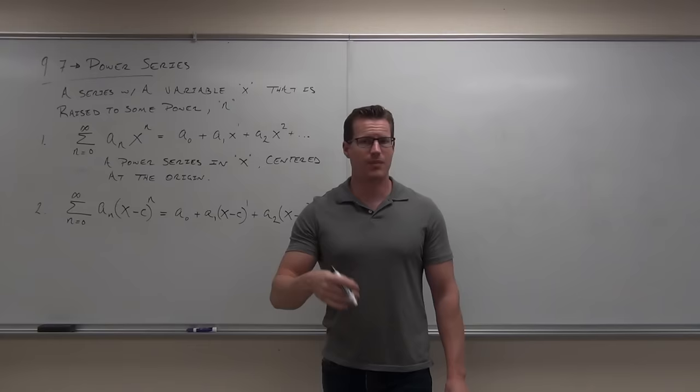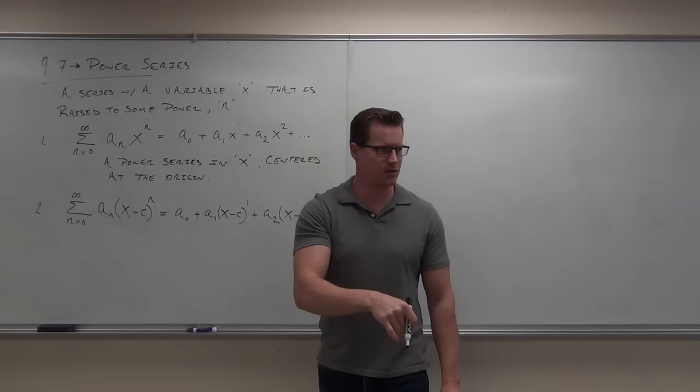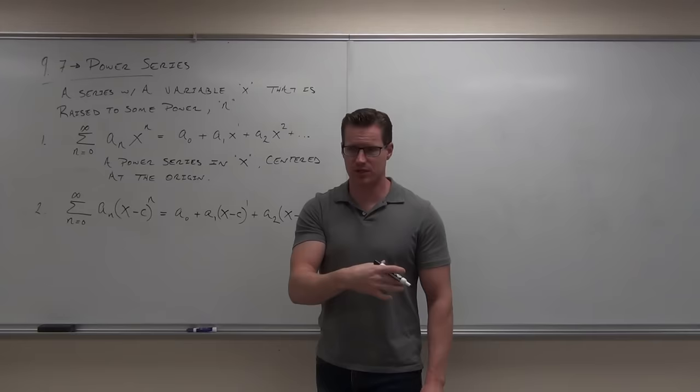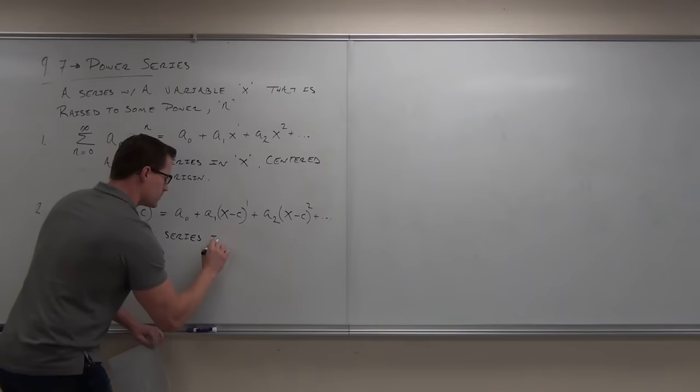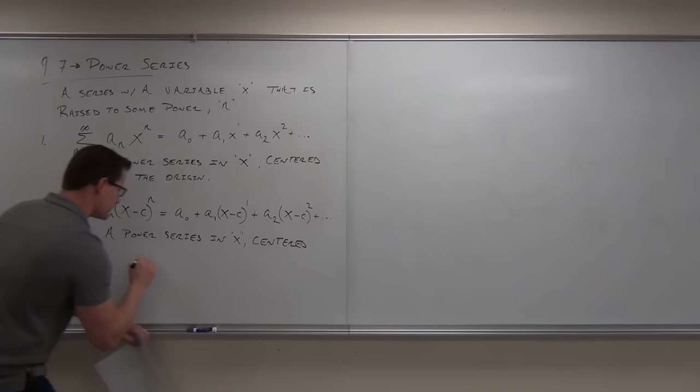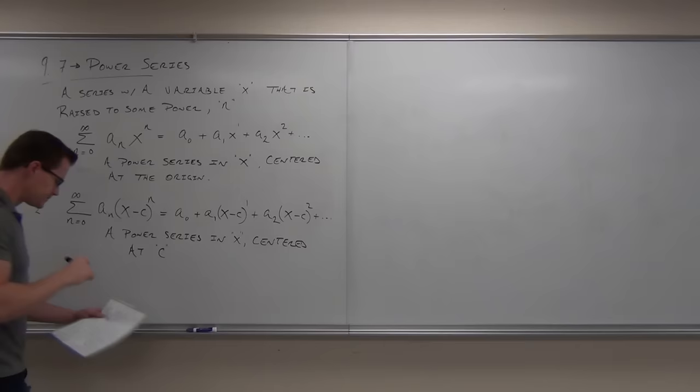So if I have minus 3, we're centered at 3. If I have plus 2, we're centered at negative 2. Did you catch that? Are you sure? Because it's minus c, so minus negative would make that plus for us. So anyway, we have a power series in x still, but this is centered at c, where c is a constant.